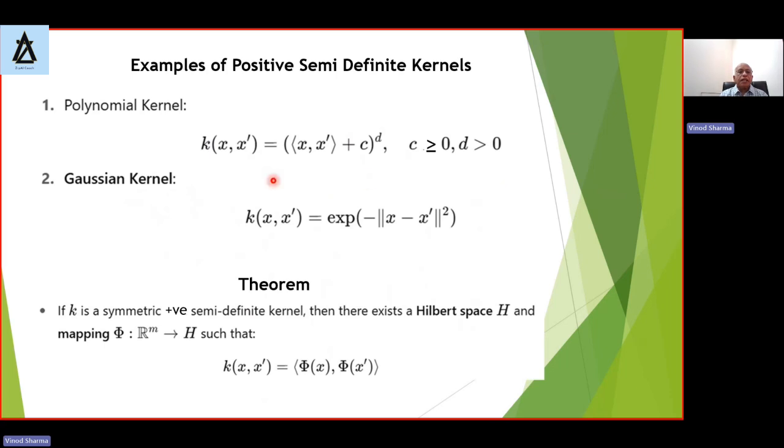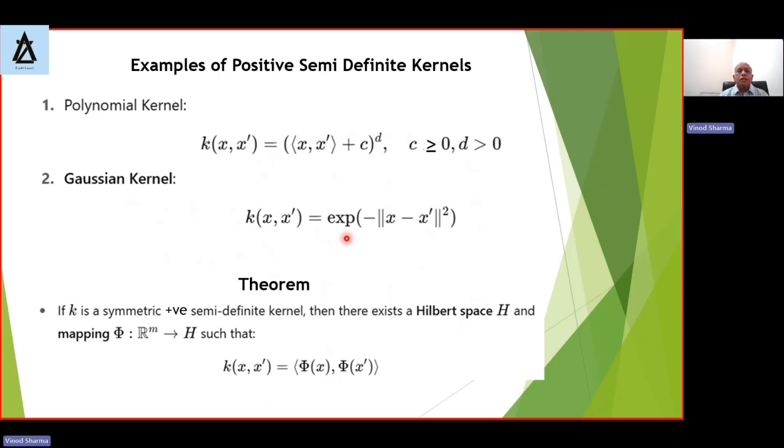Examples of that: K(x, x prime) is the inner product of x and x prime plus c, whole raised to power d. c is some positive constant and d is a positive integer or some other constant as well. This is called the polynomial kernel and d is called the order of this. Another popular kernel is the Gaussian kernel. K(x, x prime) is the exponential of minus norm of x minus x prime squared. Why it is called Gaussian kernel is because this is a Gaussian function.